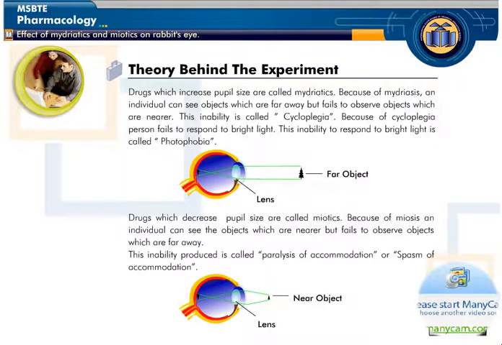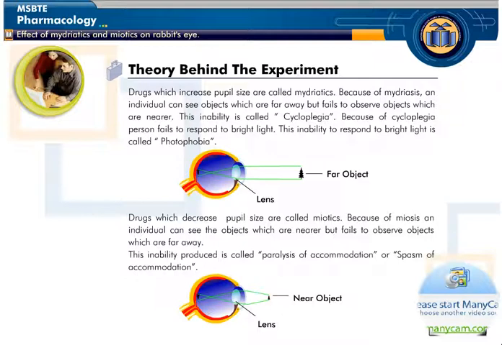Drugs which increase pupil size are called mydriatics. Because of mydriasis, an individual can see objects which are far away but fails to observe objects which are nearer. This inability is called cycloplegia. Because of cycloplegia, a person fails to respond to bright light. This inability to respond to bright light is called photophobia.